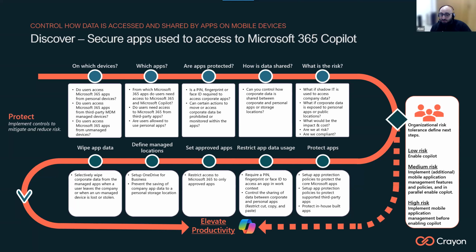Set approved applications by creating a list of applications that meet your security standards, and restrict access to Microsoft 365 to only those approved apps to ensure compliance and security. After that, define the managed locations where data can be accessed or stored securely. OneDrive for Business is an example that prevents saving company data in third-party applications. I can't name them, but you know.